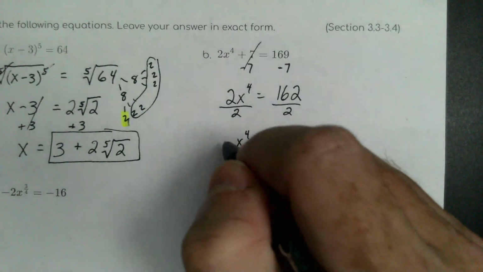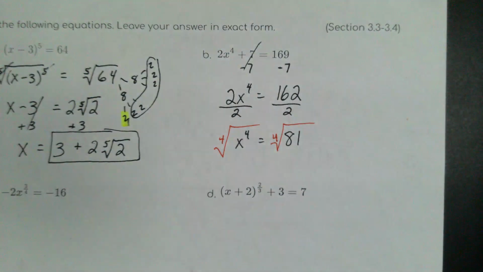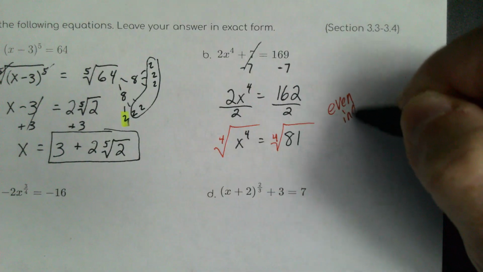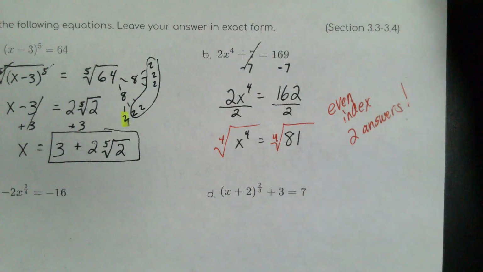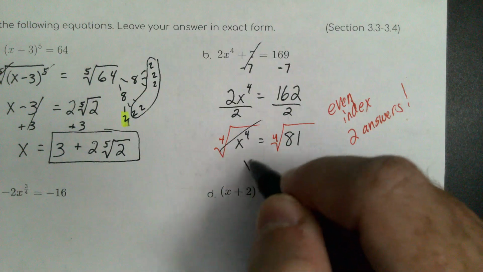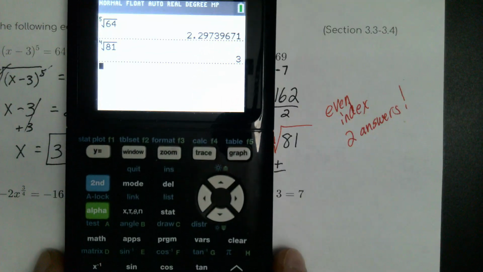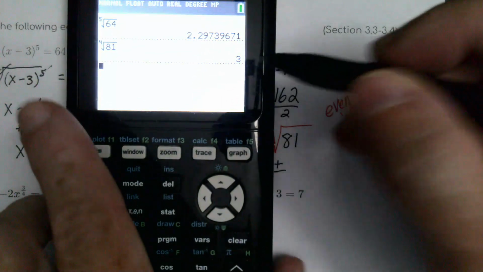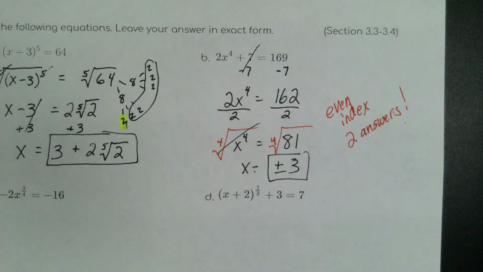And to get rid of the 4, 4th root both sides. Now we have an even index, 2 answers. So that cancels. You have plus or minus, and then we'll see if there's a 4th root of 81. All right, and there is a 4th root of 81. It is 3, so a perfect 3. So we get plus or minus 3 with nothing else to do there.